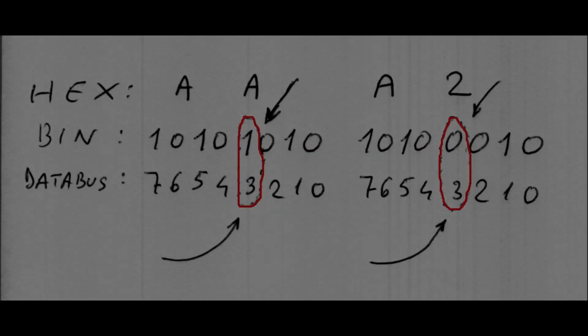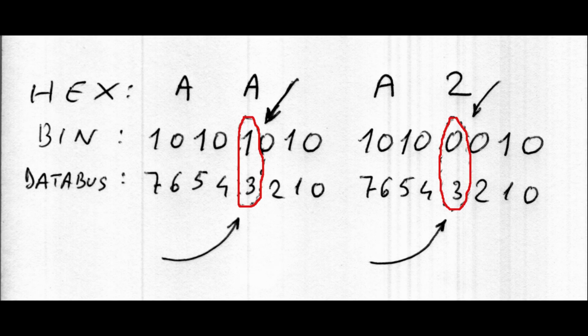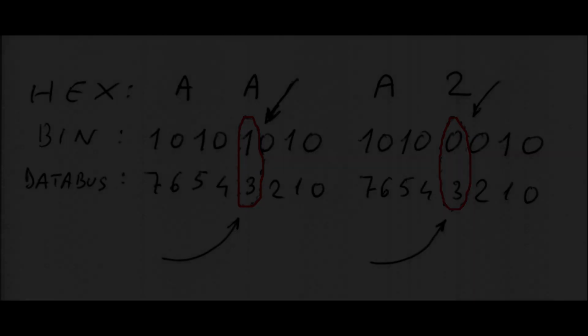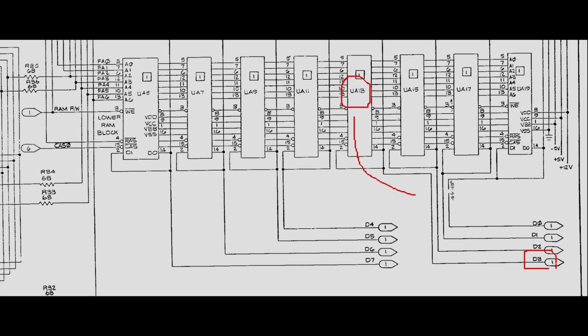The difference between AA and A2 is only on bit 3, so we must look on the schematic what IC holds that bit. On the lower 16 kilobytes bank, which is the one selected by CAS0, data bus bit number 3 is going to UA13, so this is our problematic IC.